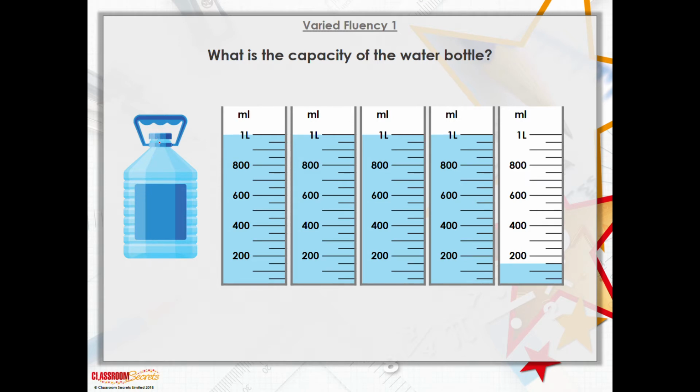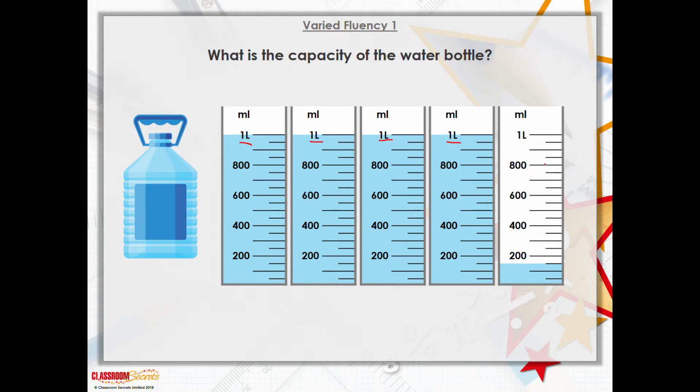So let's have a little check and see if you've got that right. In our first container, we have 1 litre. We have 1 litre in our second one, so that's 2 litres altogether. We have another litre in our third container, so that's 1, 2, 3 litres. And we have another litre in our fourth, so that's 1 litre, 2 litres, 3 litres, 4 litres.